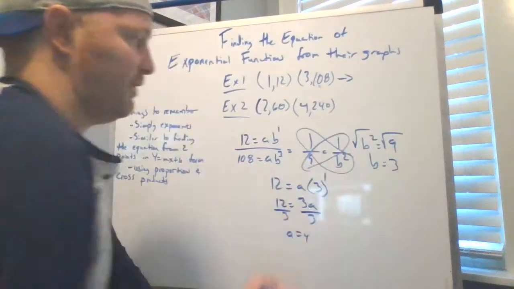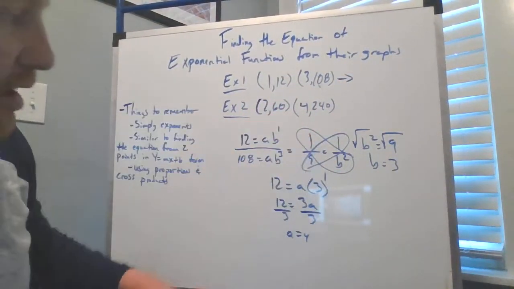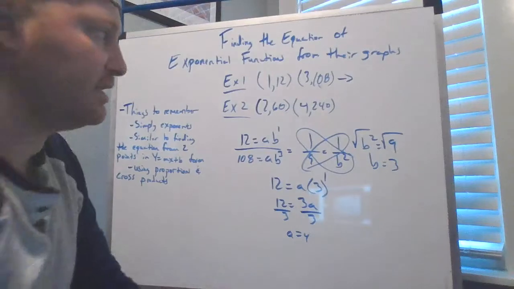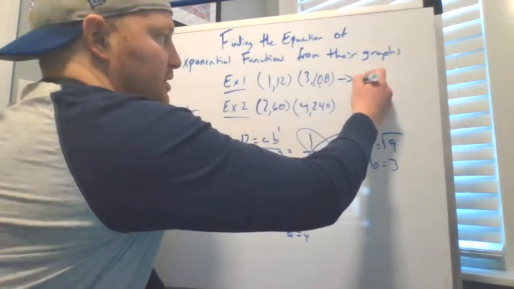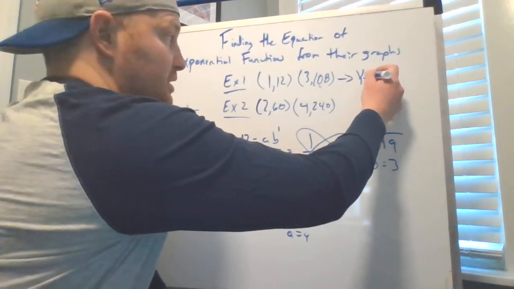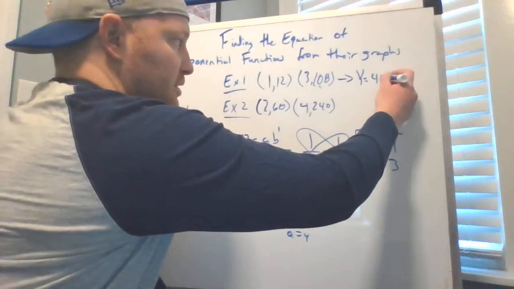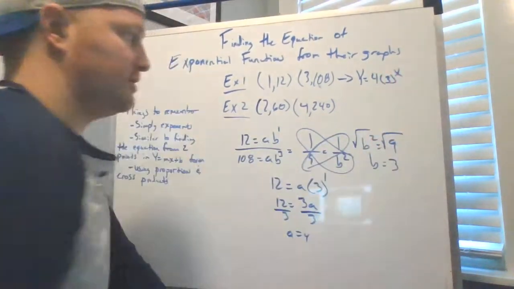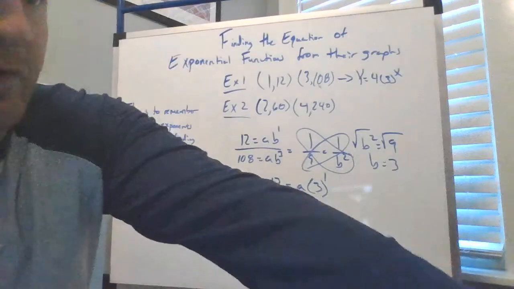So my equation from this, I did all that by doing this kind of work right here. The same kind of work, you have to show the process on everything you do. So this is going to be y equals, your a is 4, your b is 3 to the power of x, okay? Now I'm going to do another one.